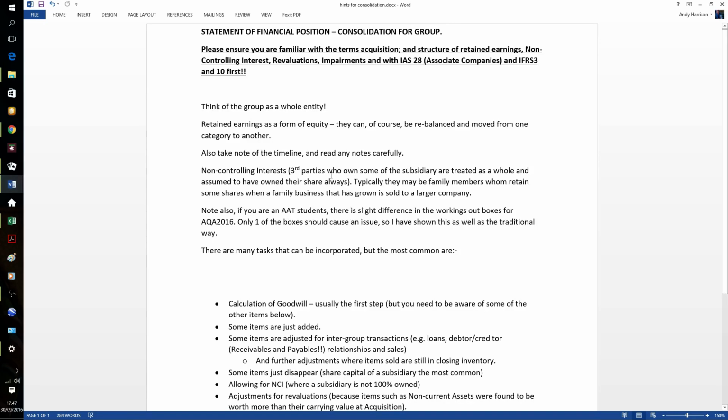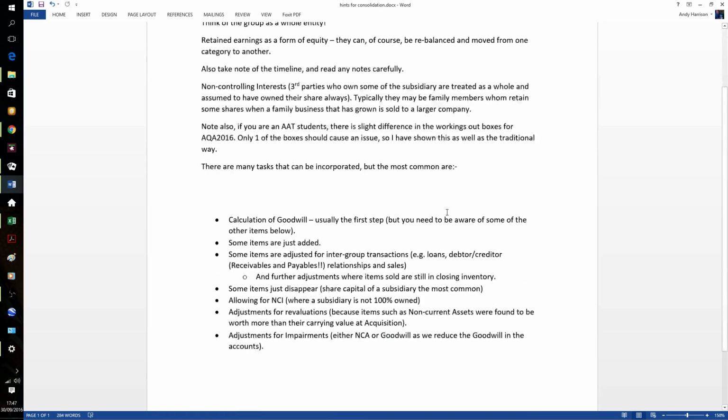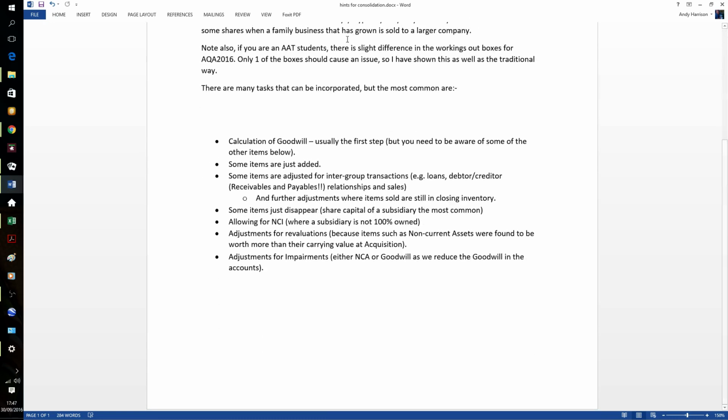Of course it could be a PLC as a subsidiary, in which case shares are being bought and sold on a regular basis. It could also be family members. The company, like Cadbury's or Sainsbury's, has been sold on to a big parent company, and family members have kept some of the shares. And this is the note, obviously workings out boxes for AQA 2016. Nothing else has changed, it's just the workings out boxes.